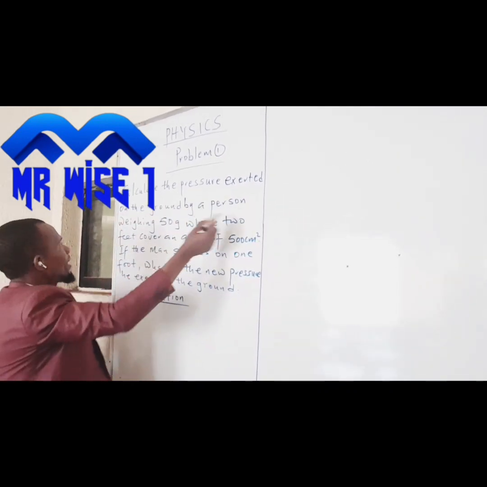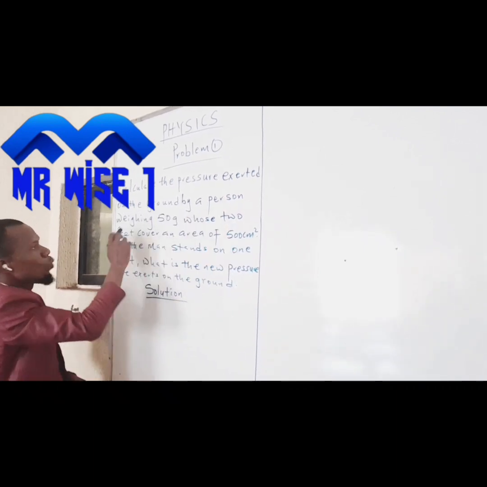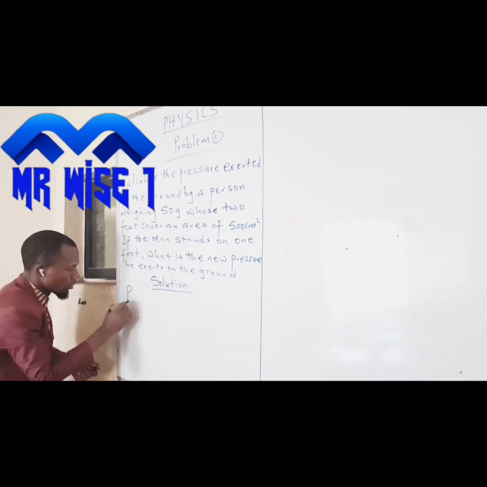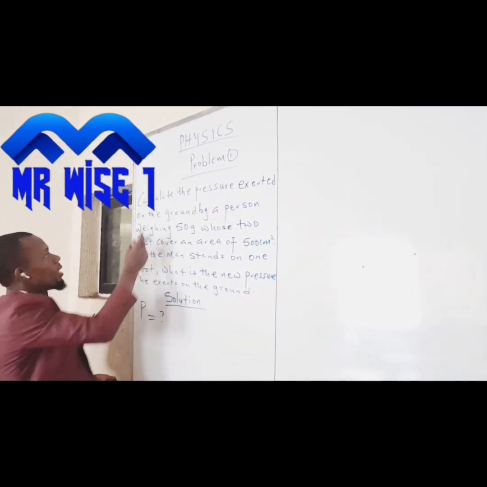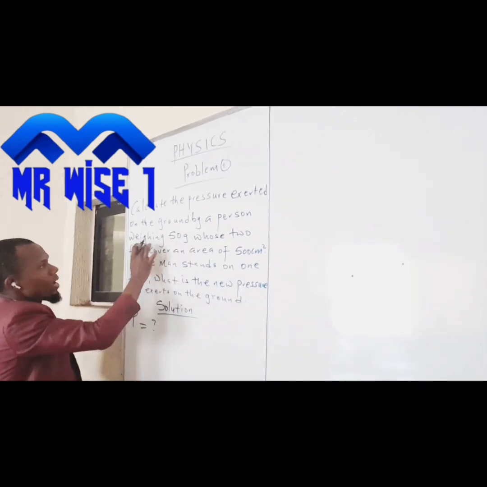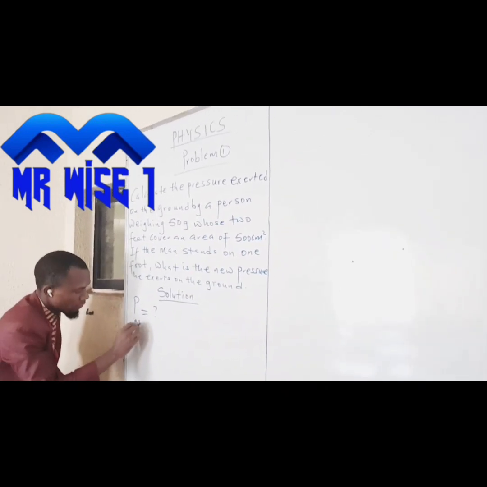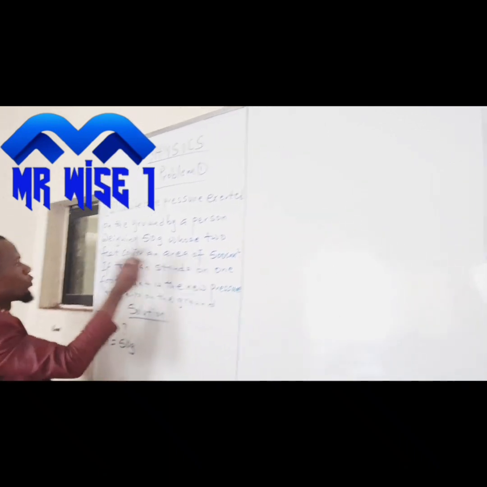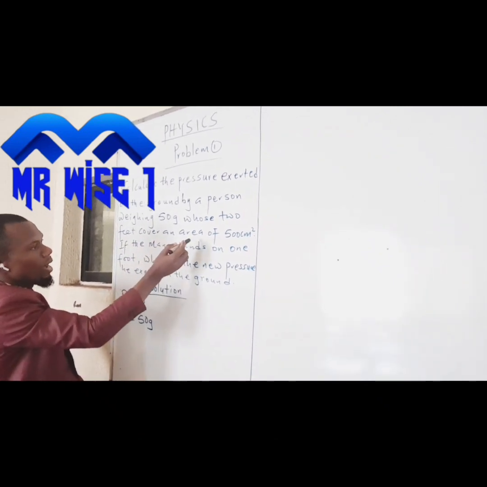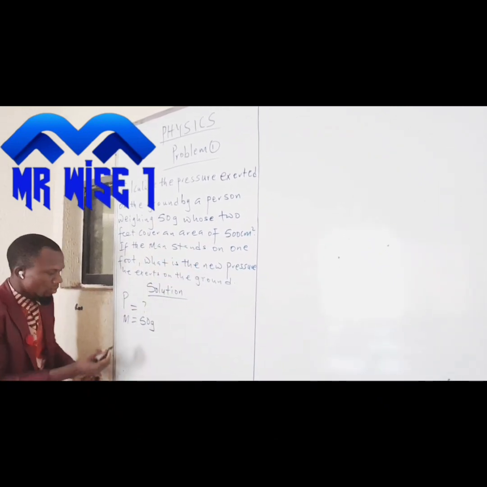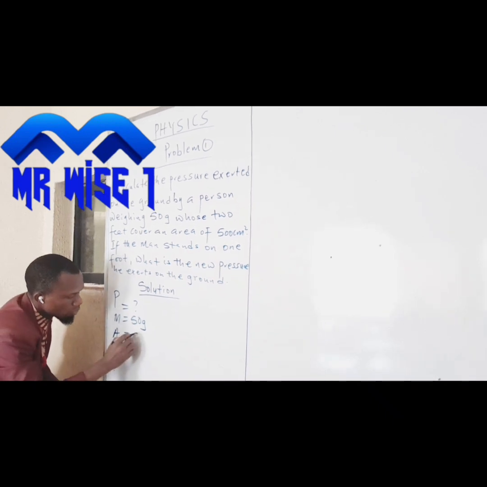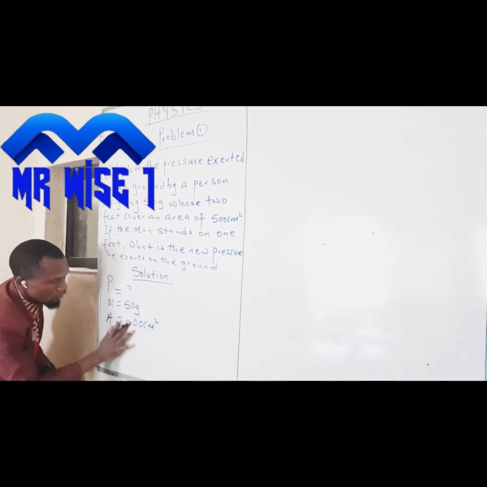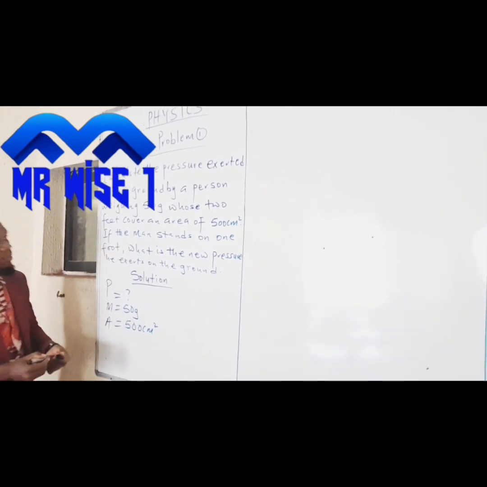Calculate the pressure exerted on the ground by a person weighing 50 grams. That means I'm looking for pressure, my pressure is unknown. On the ground by a person weighing 50 grams, that means my mass is given. My mass is 50 grams. Whose 2 feet cover an area of 500 centimeters square. That's my area: 500 centimeters square.